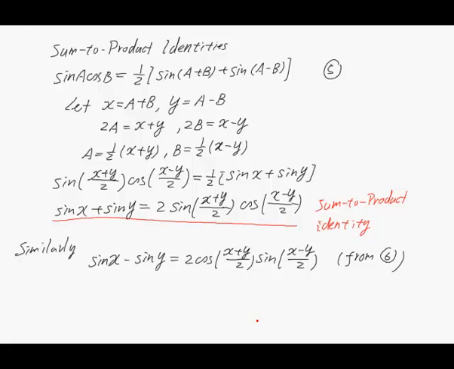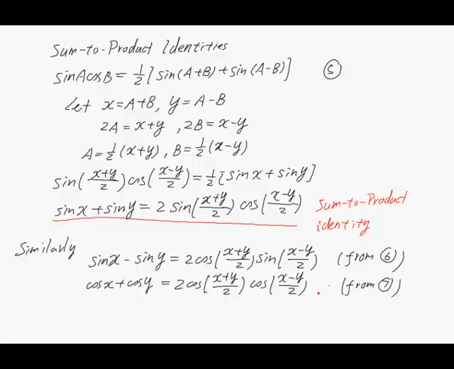And then we have some other sum to product identities. Another one is cosine x plus cosine y equals 2 times cosine of (x plus y) over 2 times cosine of (x minus y) over 2. And this one is from identity 7.